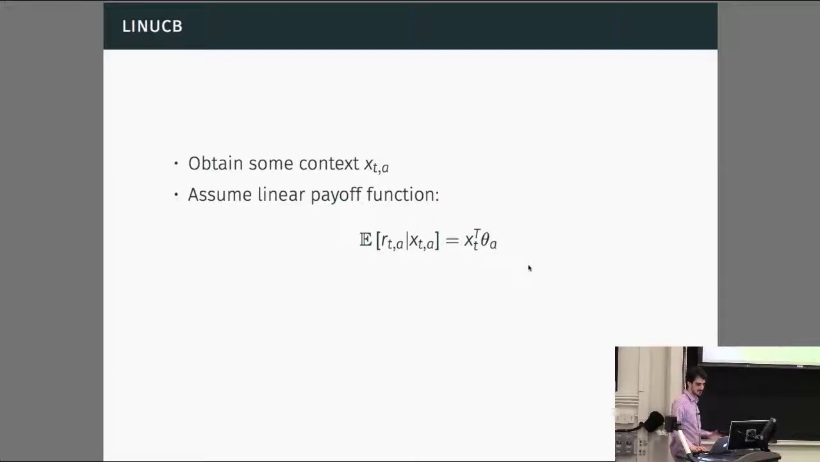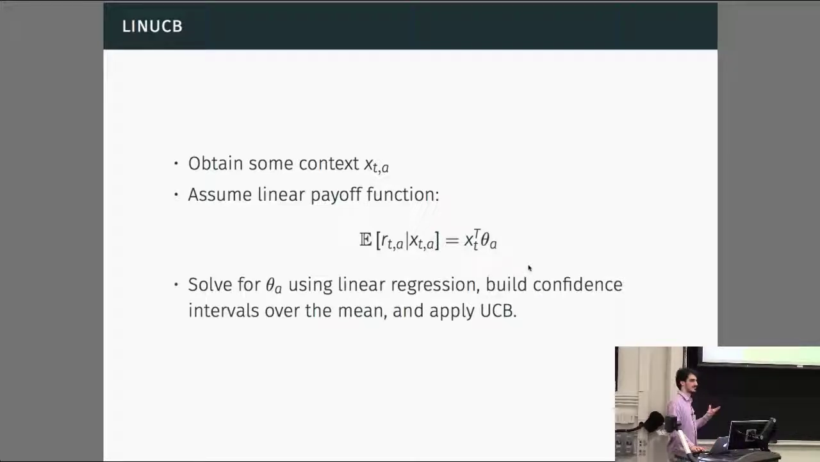So how can we now use this? How can we apply the UCB algorithm given this assumption? A very high level idea is that we solve for theta, the parameters, using some form of linear regression, because it's a linear problem. And then we build confidence intervals over the mean, and then we can apply UCB in the same way using those confidence intervals. I'm glossing over all the details of this, just to give you the high level of how you would incorporate this context. Okay, are there any questions about this?